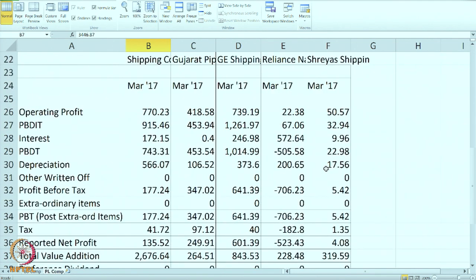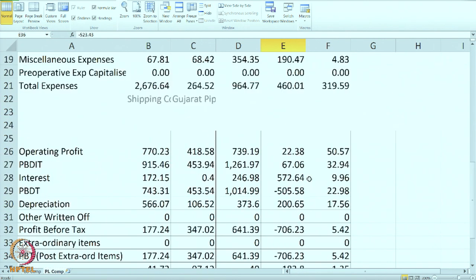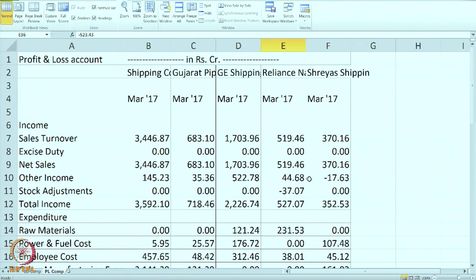If you look at their profit after tax, you will see that the reported net profit of Shipping Corporation is only 135, versus relatively much higher profits for GE Shipping, whereas Reliance Naval has a huge loss. But absolute figures are difficult to compare because the base is different. So what we will do now is convert each of these figures into percentages, then it will give us a much better understanding.